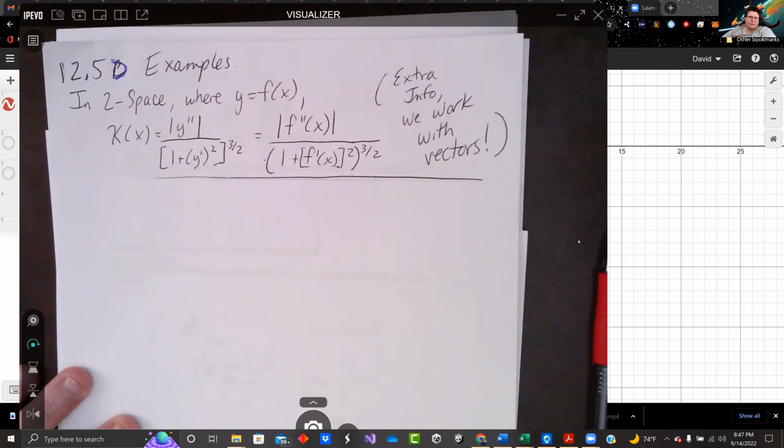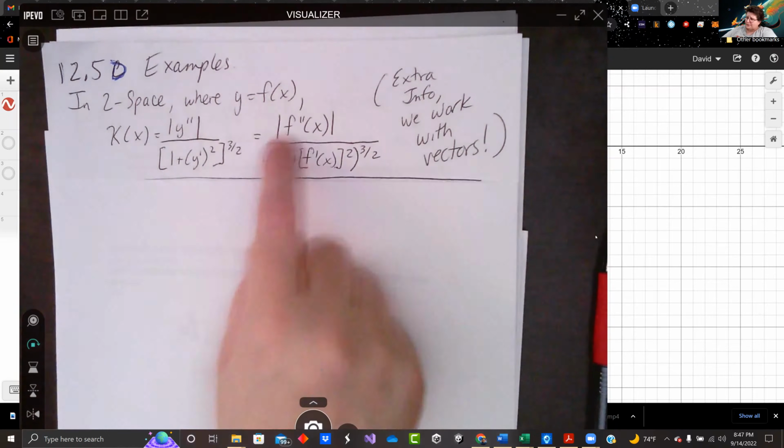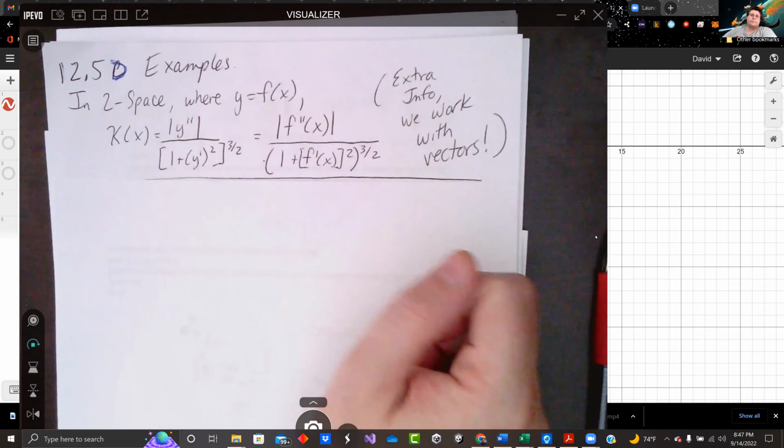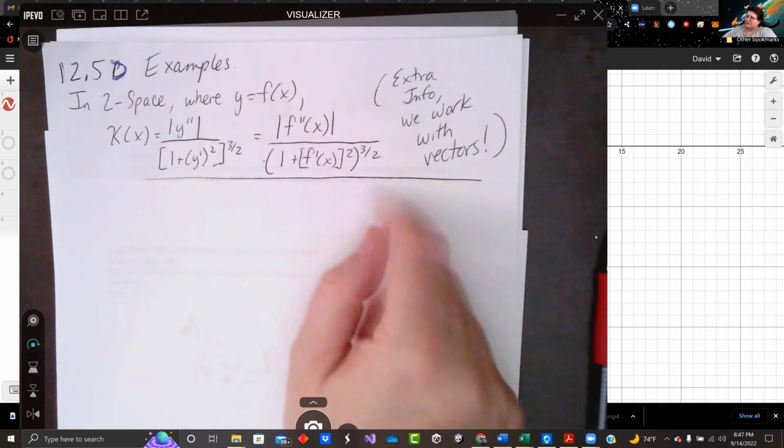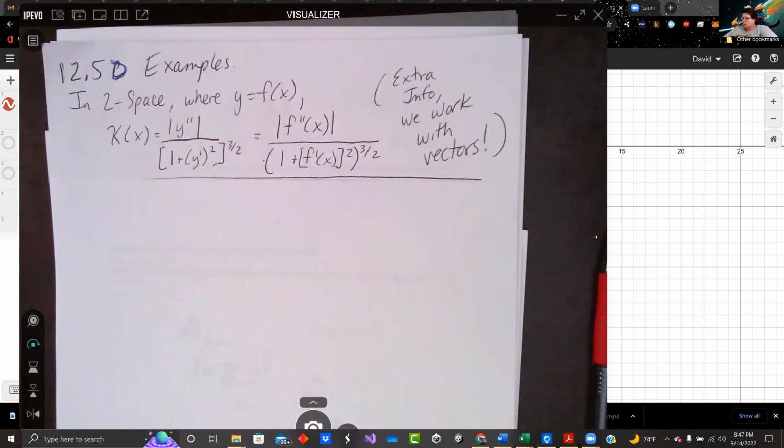If we have y equals f of x in our regular 2-space, kappa of x is the magnitude of y double prime divided by 1 plus the quantity y prime squared, taken to the 3 halves. That's effectively the magnitude of f double prime divided by 1 plus f prime of x squared to the 3 halves. We're not going to do anything with it. This is just some extra information in case you want to play around with it.